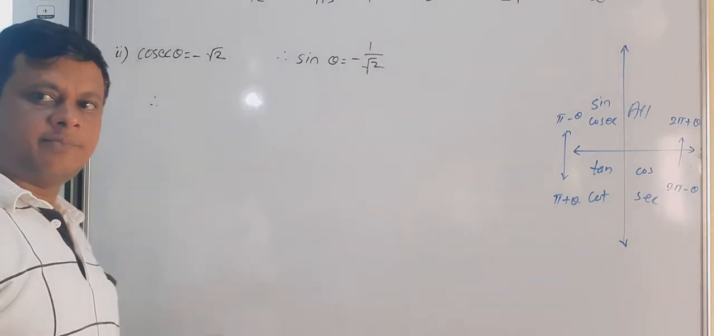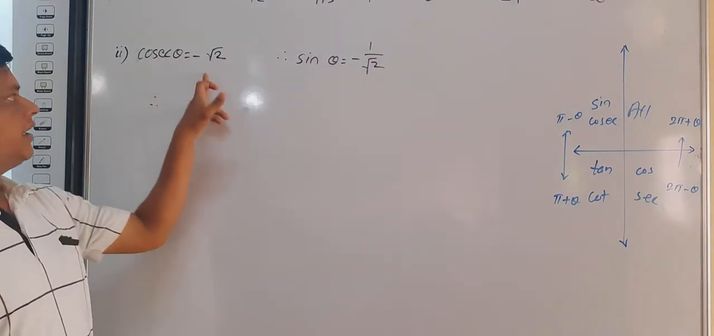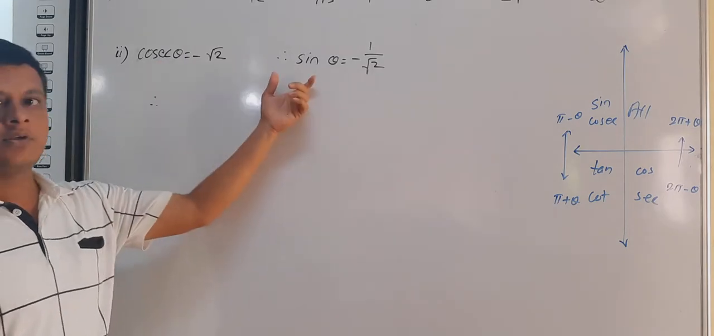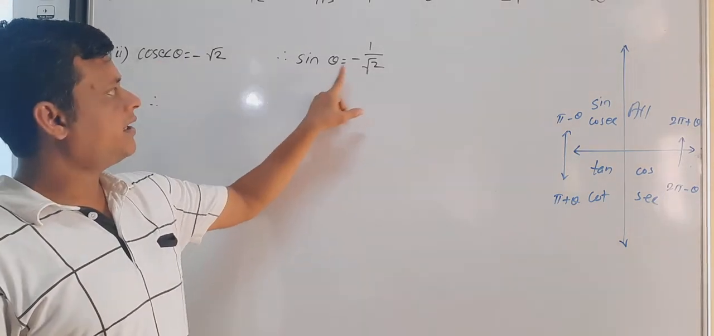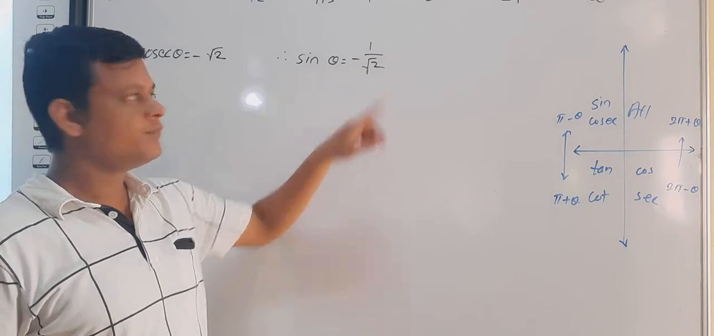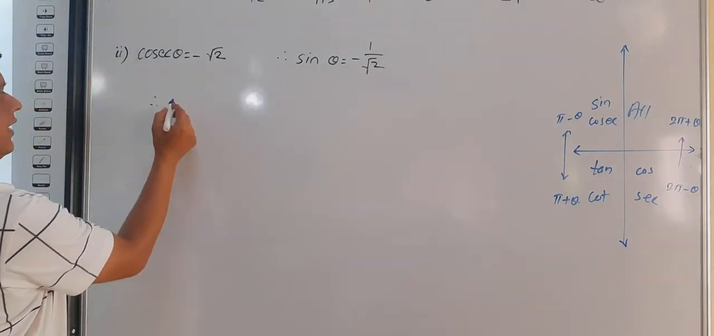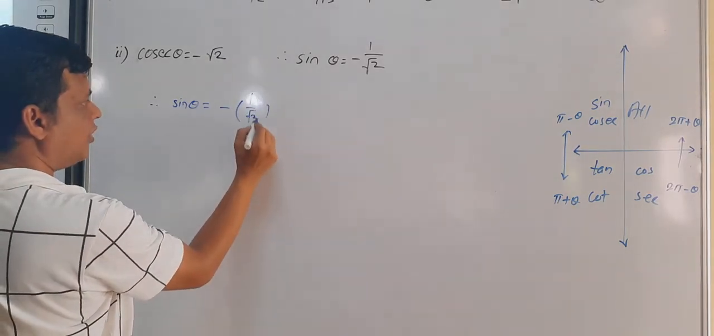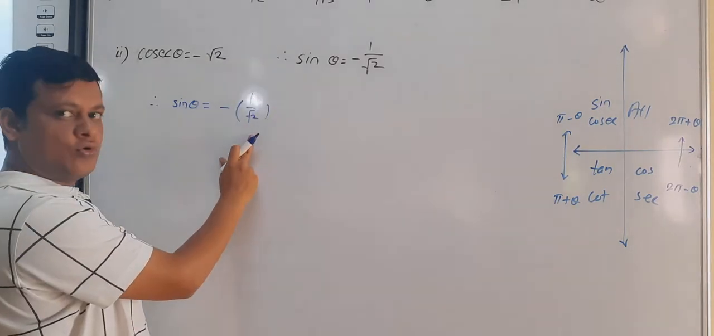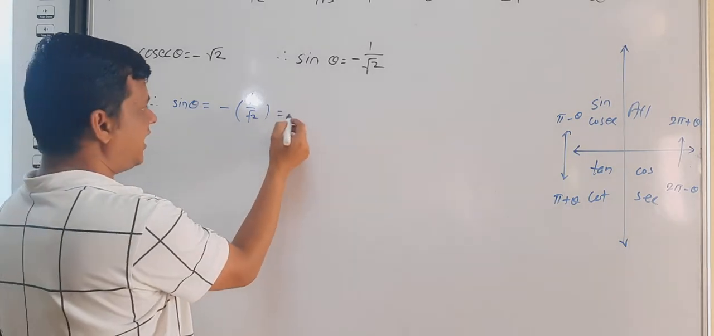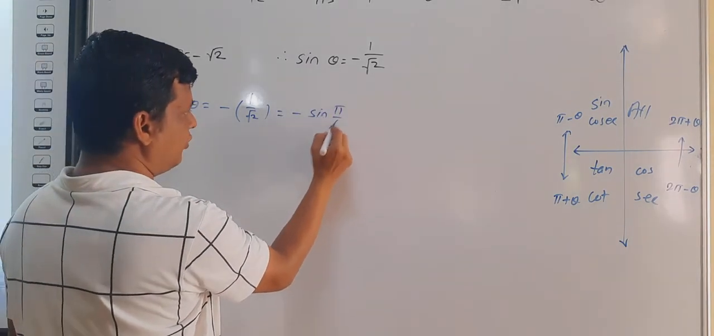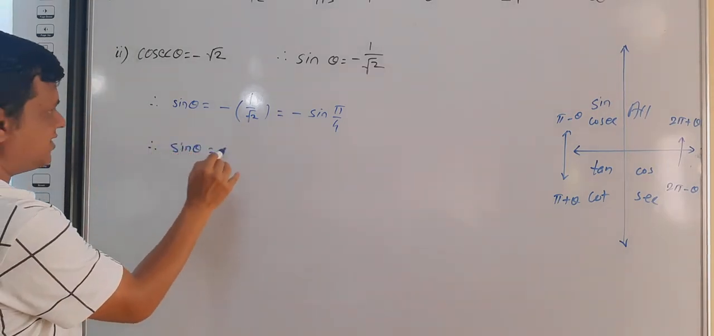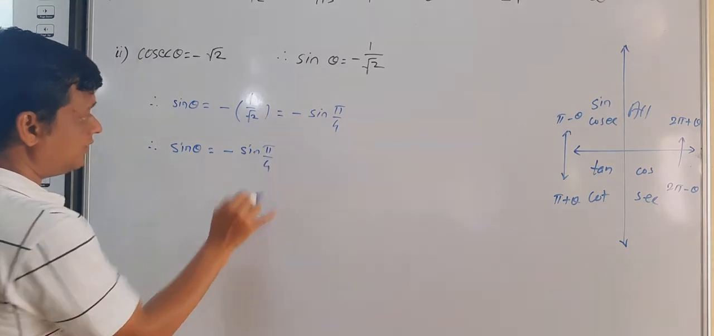Now see the second example. Cosec theta equals minus root 2. So we convert cosec into sine. Therefore sin theta equals minus 1 upon root 2. Now we have to find sin theta equals minus 1 by root 2. For which angle is the value 1 by root 2? For 45. So we write here minus sin pi by 4. Therefore we write sin theta is equal to minus sin pi by 4.